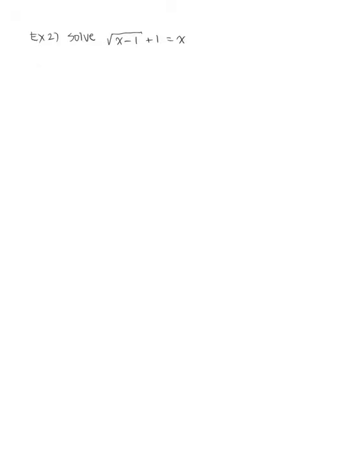Let's do another example. Solve square root of x minus 1, plus 1, equals x. Alright, so step 1, we need to isolate the radical. So what we need to do is maybe subtract 1 from both sides. Then what do we got? We got square root of x minus 1 equals x minus 1. Alright, now we need to get rid of that square root. So what power do we need to raise both sides to? Well, that's the power of 2.